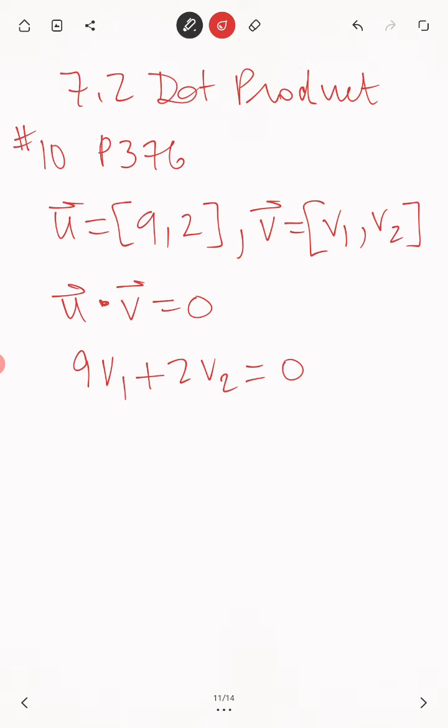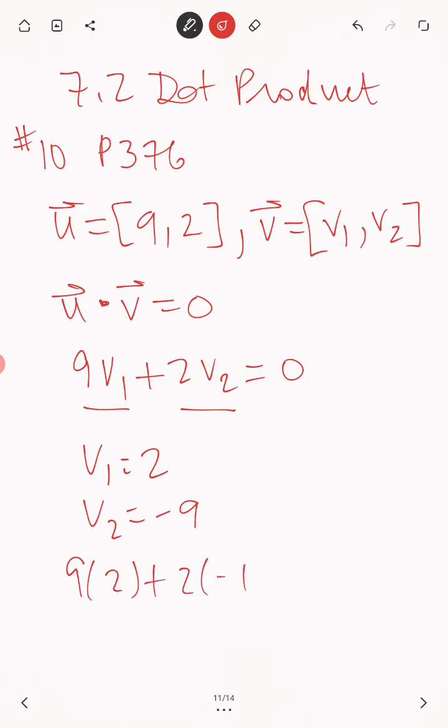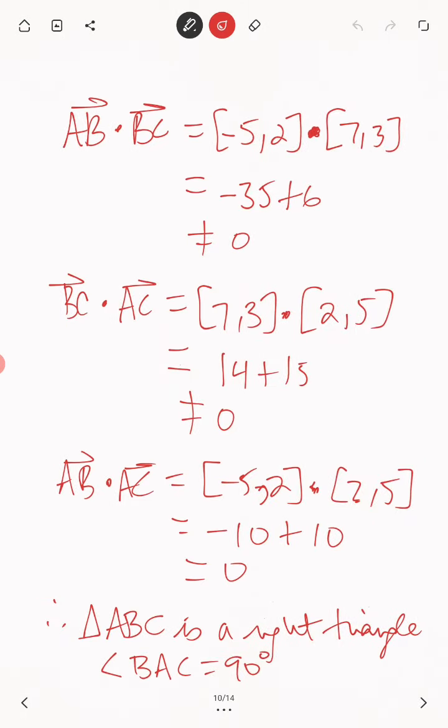And so if I play around with my numbers a little bit, what I need is for both products to be the same, but one to be positive and one to be negative. So I can do that by making v1 2, for example, and v2 negative 9. Let's try it. So 9 times 2 plus 2 times negative 9 is in fact 18 minus 18, which is of course 0.